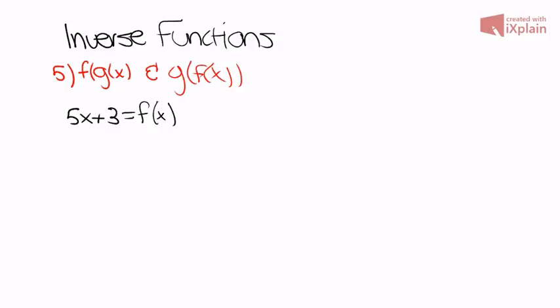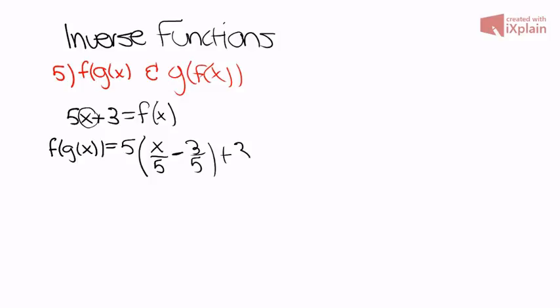What we need to do is to see where is our x or variable. Here it is, and what we need to do is to substitute it with the inverse function. So it would be f of g of x is equal to 5 times our inverse function, which is x over 5 minus 3/5, and this would be plus 3.